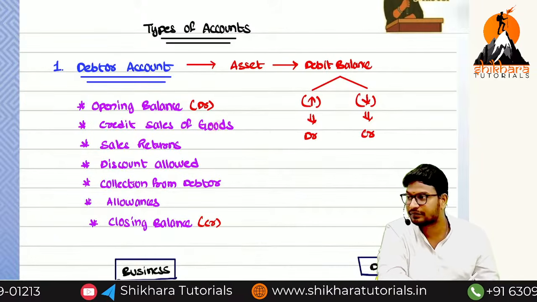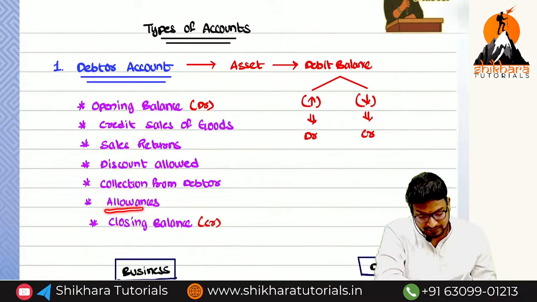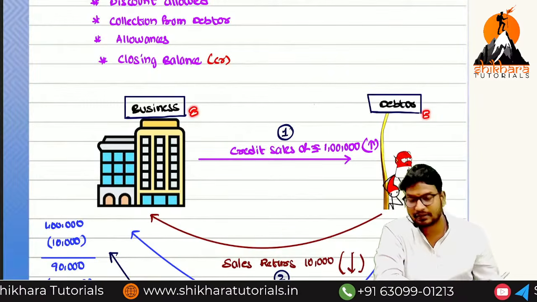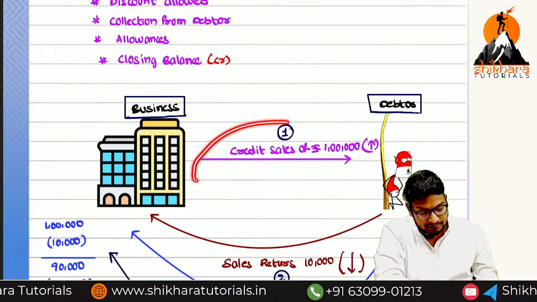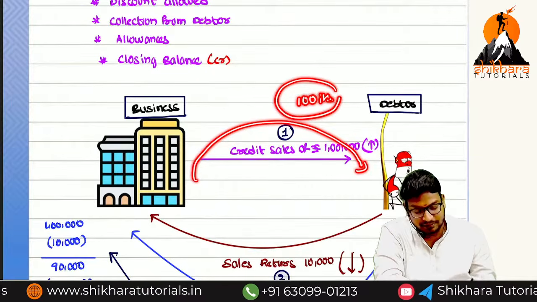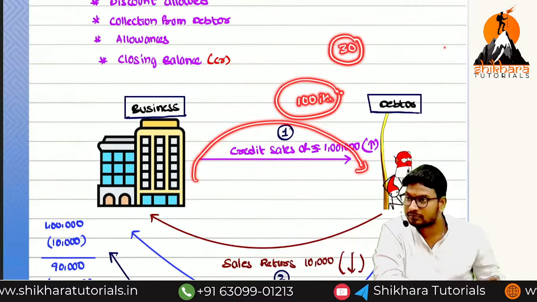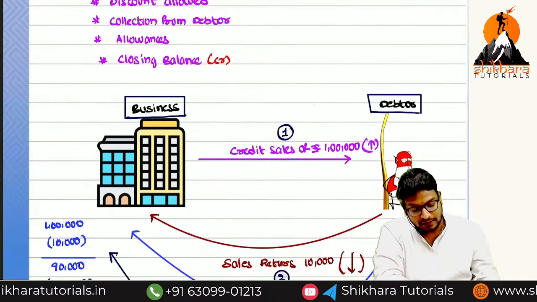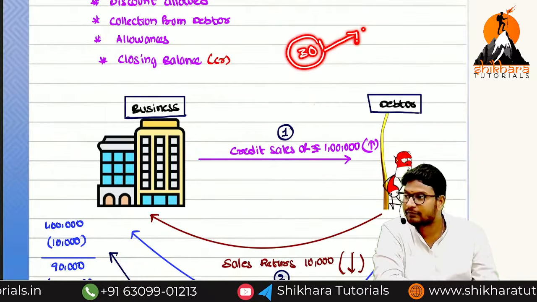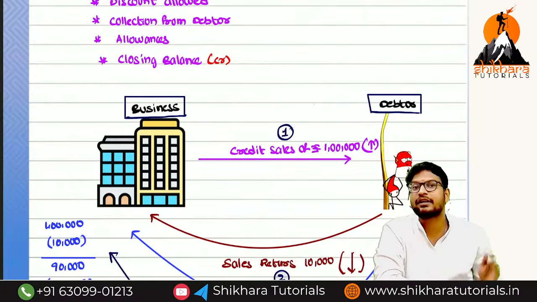And we have seen what transactions will come into the picture: credit sales, collection from debtors, discount allowed, allowances. What is the meaning of allowances? For example, this is a business and the debtor is Flashman. We have supplied the goods. Imagine 100 items supplied. Out of 100 items, 30 items are defective. Out of the 30 items, 15 items we are accepting for return, and for the other 15 items we are not accepting the return, but we are reducing the cost.